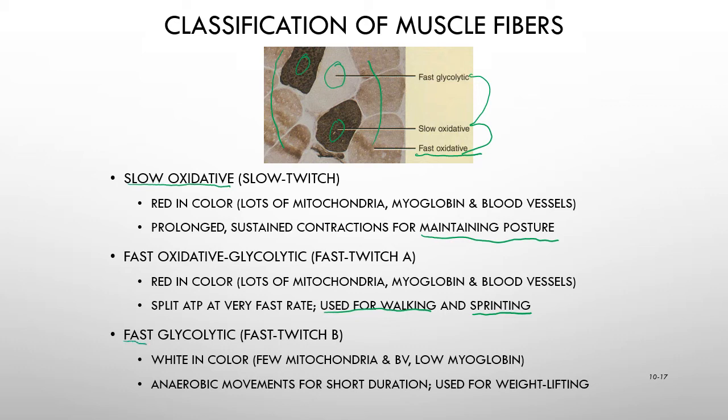Versus fast glycolytic, these are going to be our power muscles. And so these are our muscles that are meant to contract and then relax. And so this is things like weightlifting, where we want those muscle fibers to be able to contract very powerfully, but then they get to relax for a while.